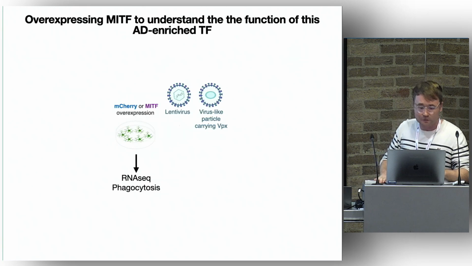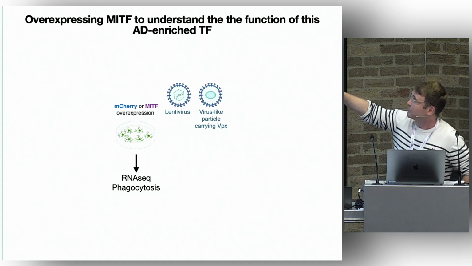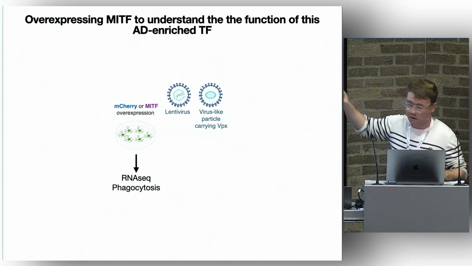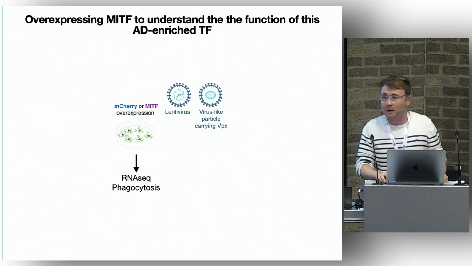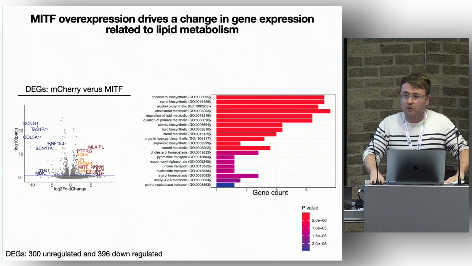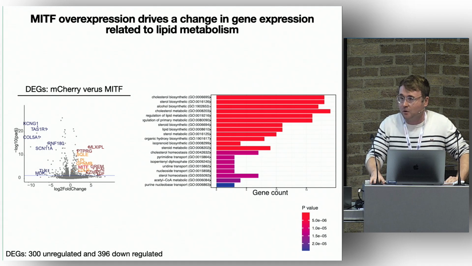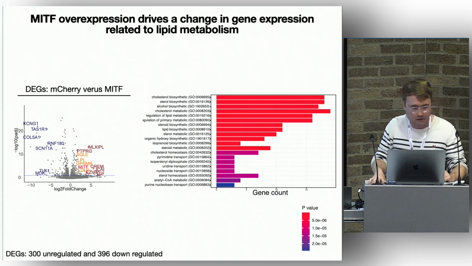To understand the function of MITF, we took advantage of our new lentiviral approach to overexpress this transcription factor in iMGLs, using mCherry as a control. To examine the functional impact of MITF overexpression, we used RNA-seq and phagocytosis assays. Even though we just overexpressed a single transcription factor, we were able to find hundreds of differentially expressed genes up and down regulated by MITF in our bulk RNA-seq data.